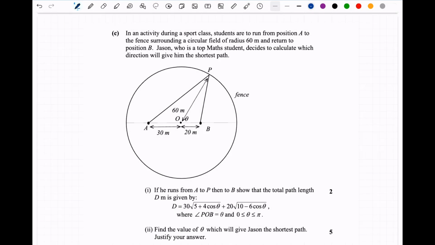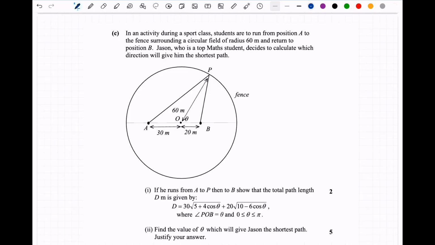Hello Year 11. This question comes from the 2005 Extension 1 Preliminary Exam from James Ruse. It's question 3, part C. I've had someone send through a request to help with specifically part 2 of this question. There are two parts, part 1 and part 2. I'm only being asked to help with part 2, but I'll read through the whole question just for the background.